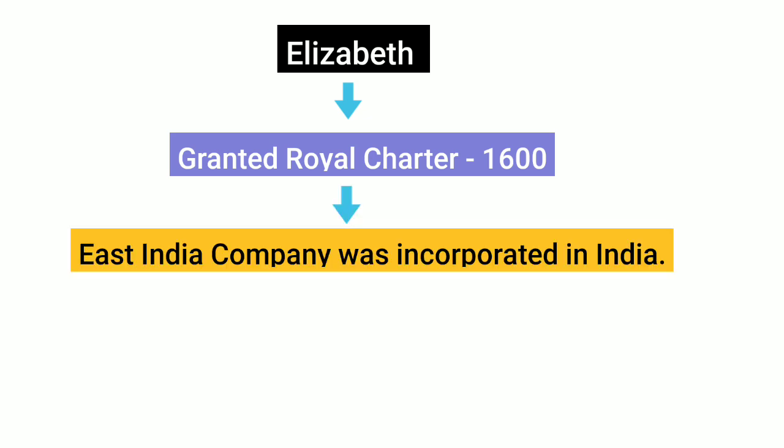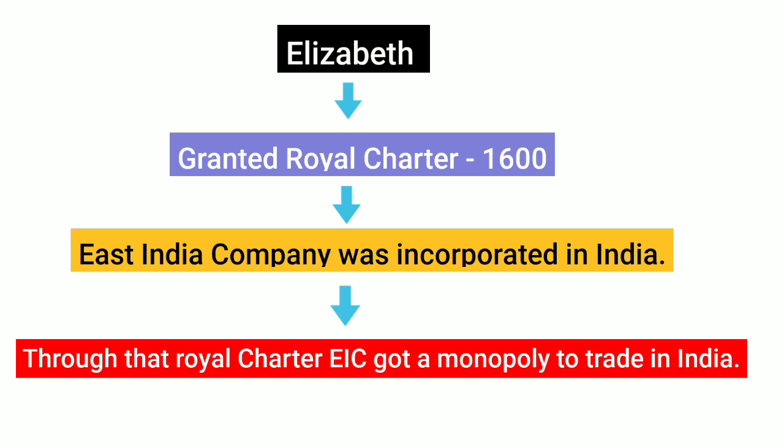Through the royal charter of 1600, the East India Company was incorporated, and it had a monopoly to trade in the Indian subcontinent. Monopoly means to have an exclusive right. So it was declared that the East India Company would be the only entity that would trade in the subcontinent of India on behalf of the British.